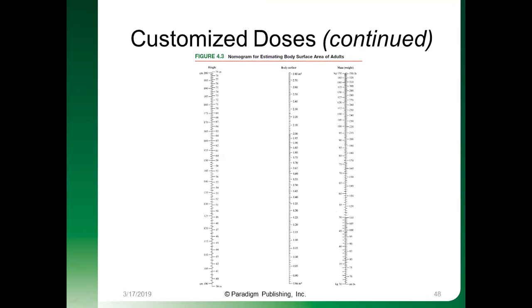And this is the nomograph for adults. Again, height is in centimeters and inches. Body surface area is in the middle. And the weight is in kilograms and pounds.